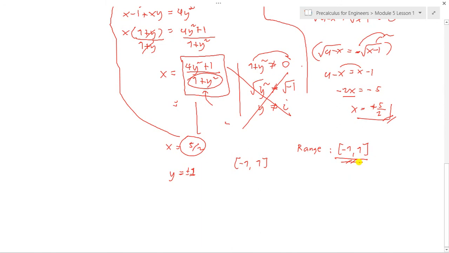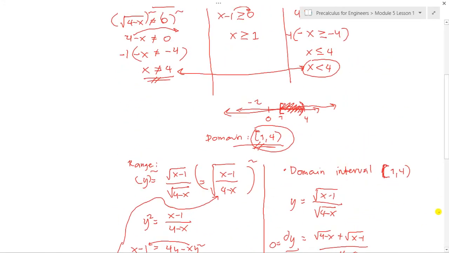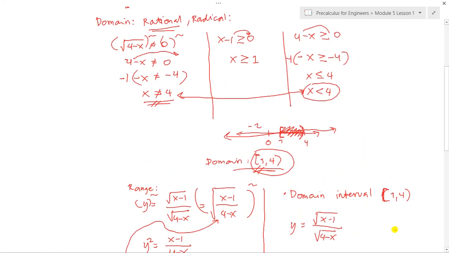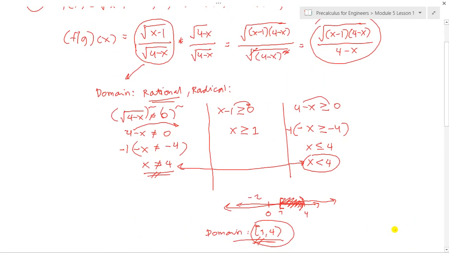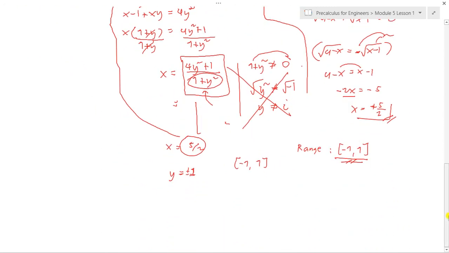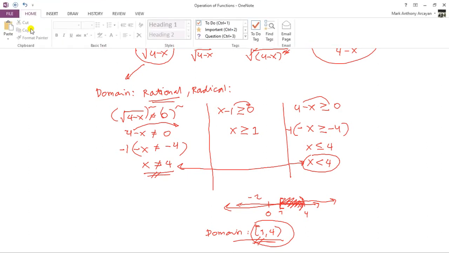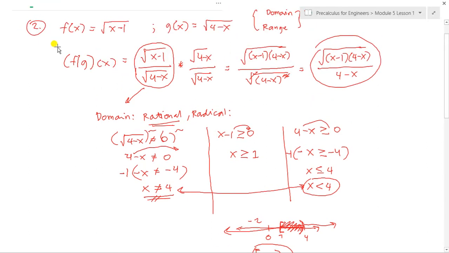Sir, why can't we get a range of negative 1 and below? Of course, because we are only limited to what is available in our domain. Since our domain is from 1 to 4, the function cannot be defined outside of it, so our range is limited, which is from negative 1 to positive 1. Okay, let's proceed with division.